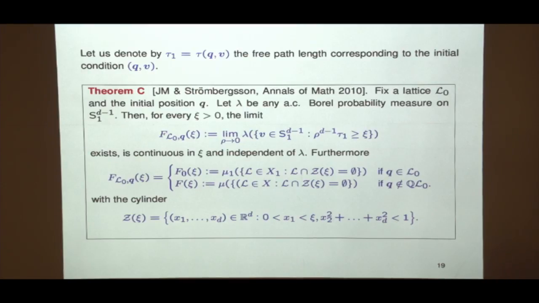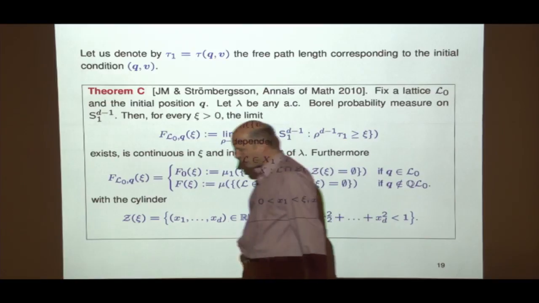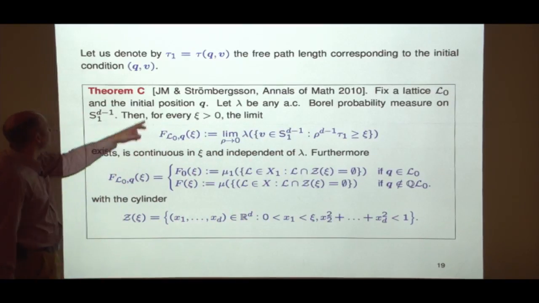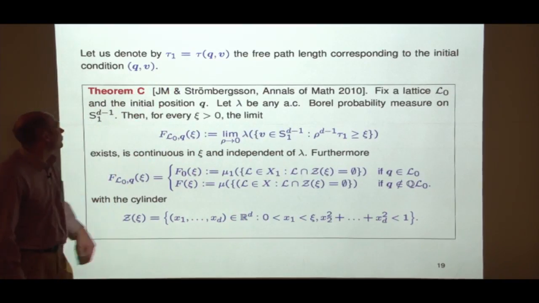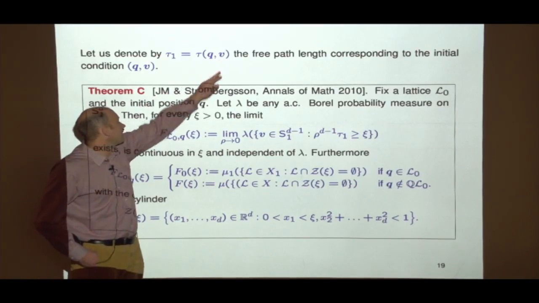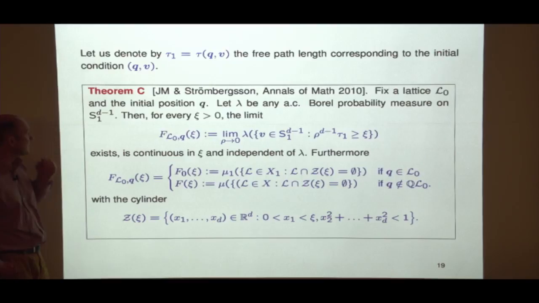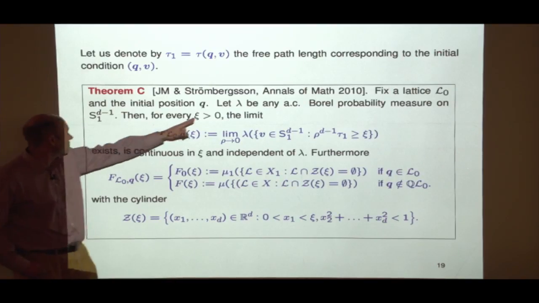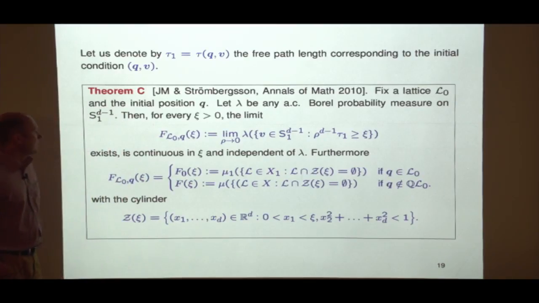This is the theorem that shows that the distribution of free path lengths has a limit. So I'm going to denote by tau1 the free path lengths corresponding to an initial point at Q and V. Now Q is fixed and V is random. And we assume that V is random with respect to any nice probability measure on the space of directions. So nice means absolutely continuous with respect to Lebesgue.